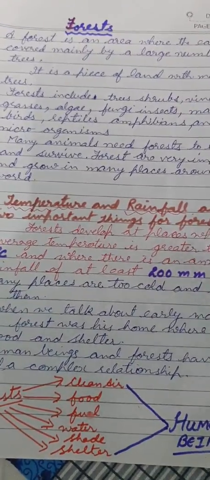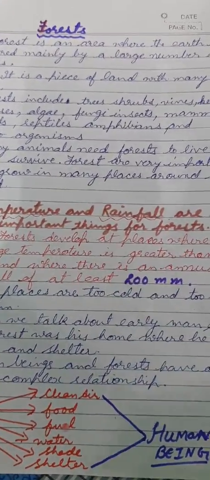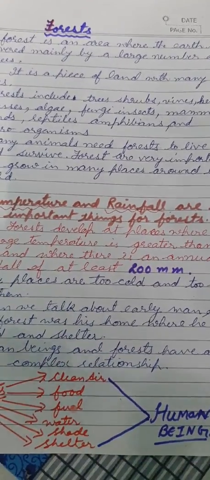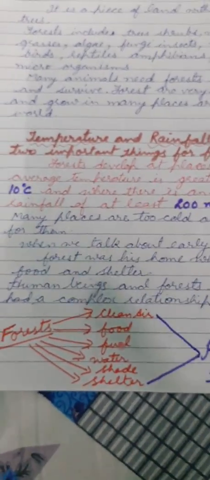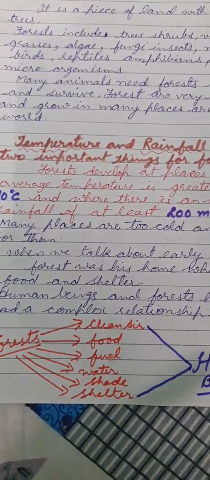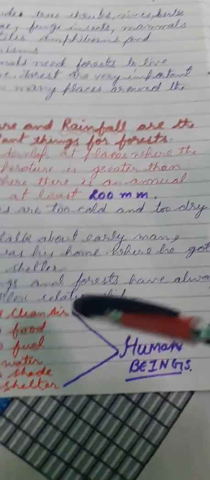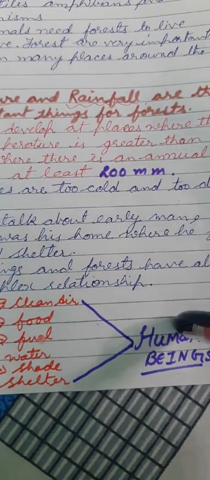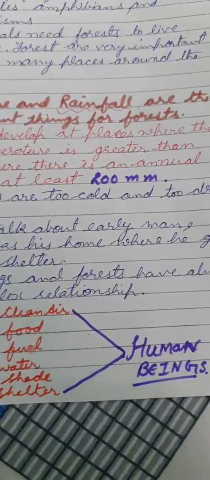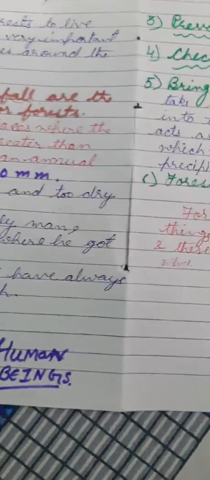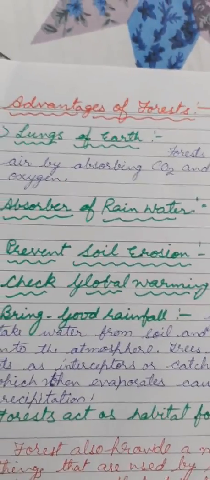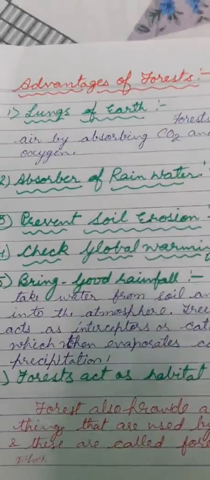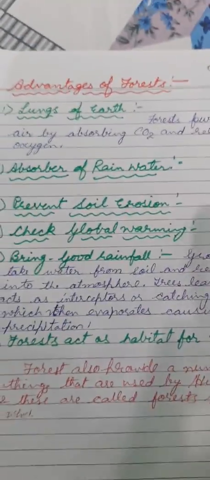Now when we talk about early man, the forest was his home, where he got food and shelter. The human being and the forest have a very complex relationship. We have always been dependent on the forest for clean air, food, fuel, water, shade, shelter and so many other things. Thus the forest plays a very important role in fulfilling our basic needs. And what are these roles? Let us now try to understand how forests play all these roles. Or we can say these are the advantages of the forest, or the importance of the forest in our life.